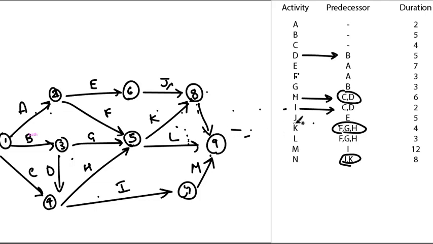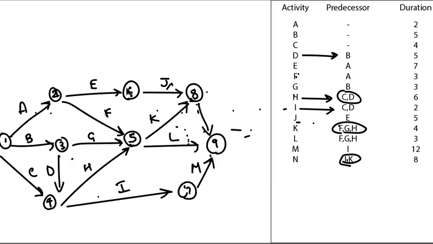Okay, so we'll possibly check it once again. A, B, C have no predecessors. D is coming from B, and C and D are meeting at a node. E comes from A, F comes from A. G comes from B. H is coming where C and D are meeting.